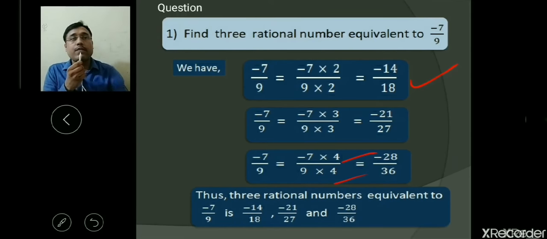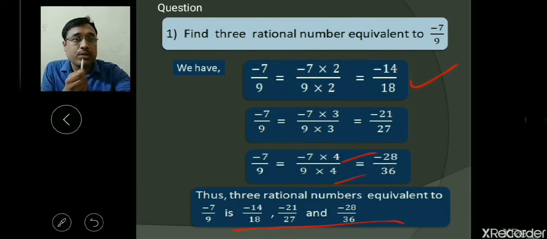So, this way we have found 3 rational numbers. One by multiplying with 2, second by multiplying with 3, and third by multiplying with 4, the numerators and denominators both by the same number. Thus, 3 rational numbers equivalent to minus 7 by 9 are minus 14 by 18, minus 21 by 27, minus 28 by 36. Okay? I hope you have understood this.